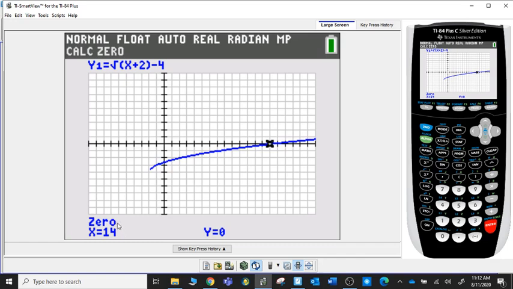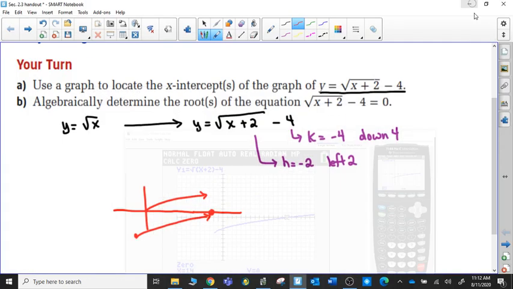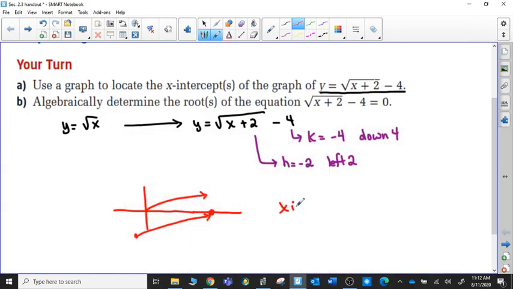So it's telling me that the zero of the function, or the x-intercept, is at 14 and 0. So if I go back and I just write that the x-intercept is at 14 and 0.